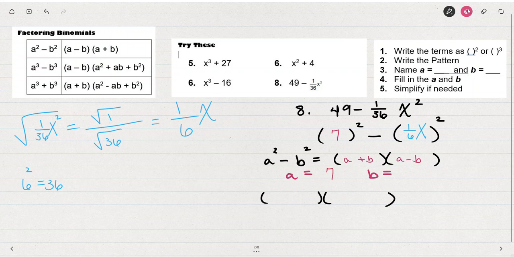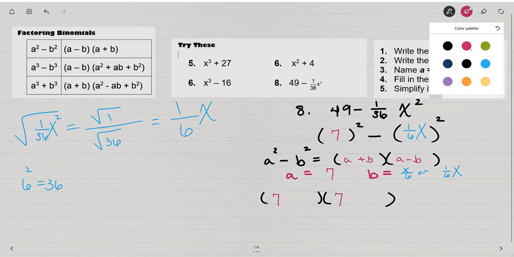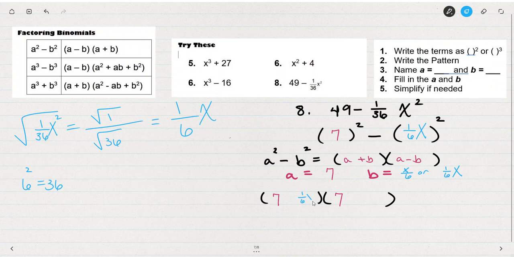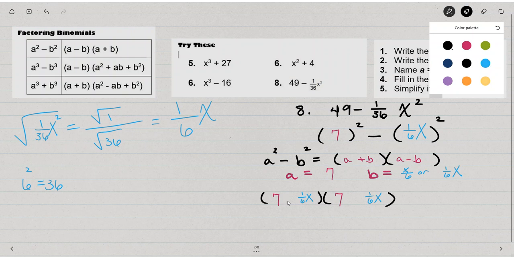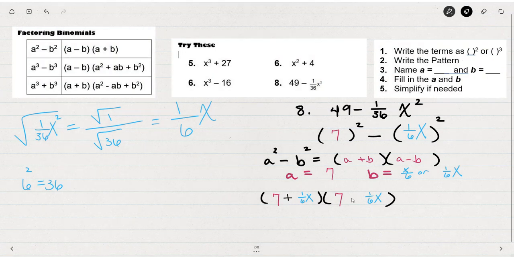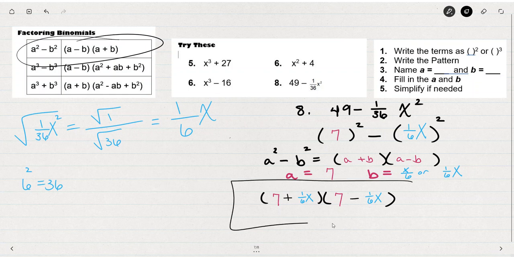In this case, a is 7. B is x over 6 or 1/6 x, either way. Be careful here. When I fill these in, filling in the 7 is easy. Filling in the x over 6 or the 1/6 x is easy. But don't forget the plus or minus. So here we'll say 7 plus 1 over 6x times 7 minus 1 over 6x. Remember, we can change the order for that. And that's it. That's factored.